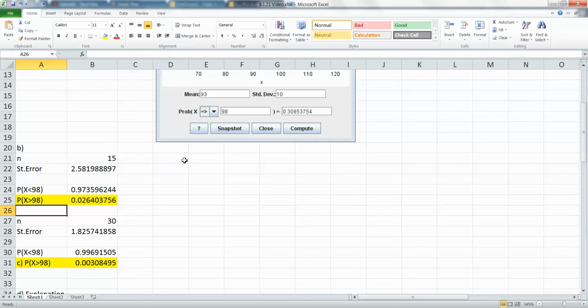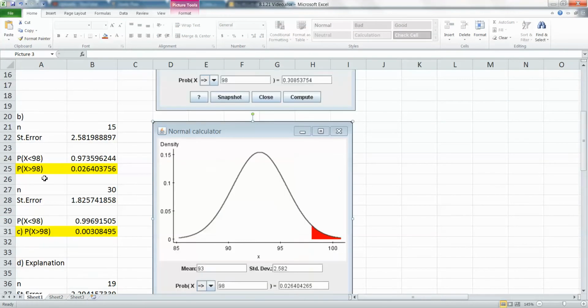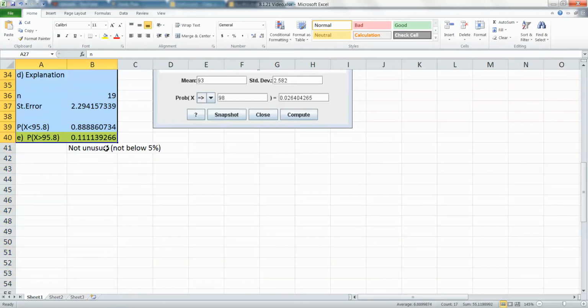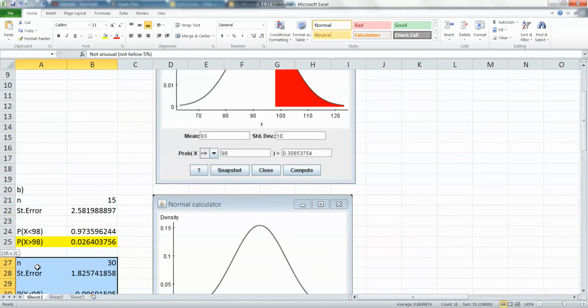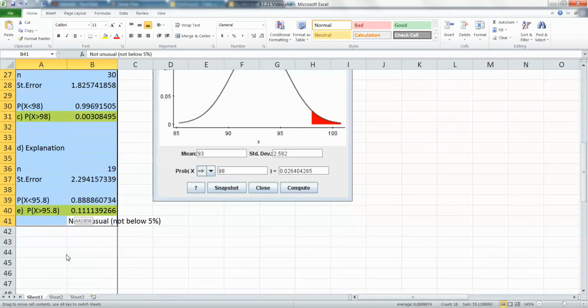And then I'll go back to Excel and I can click paste, and there it is, 0.026, just like I said. All right, so let me move all this stuff down. Again, sorry about this. I've done this problem twice. All right. So that was part B. Now let's look to C.